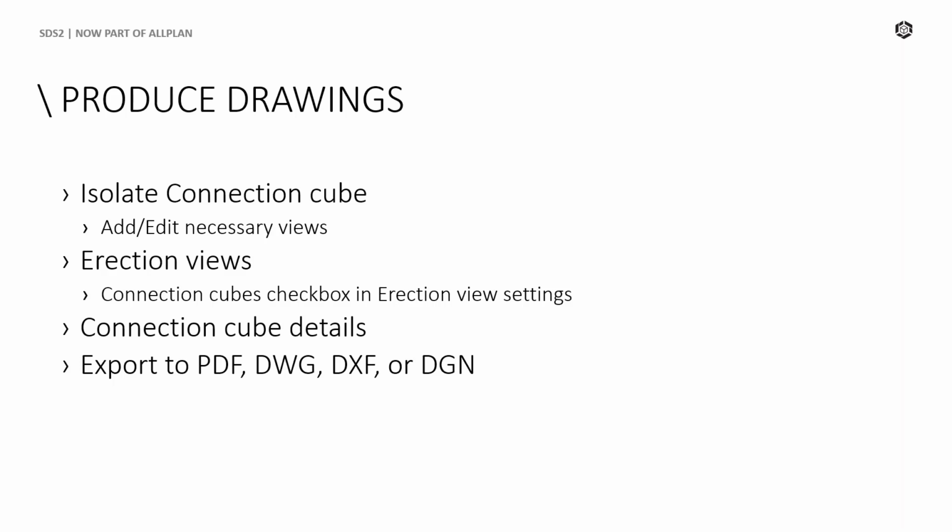And then we can export those cube details to PDF, DWG, DXF, or whatever. So if the EOR is using Revit or other software to produce their construction documents, this would allow them to easily link to that DWG or whatnot to get it as a part of their construction documents.